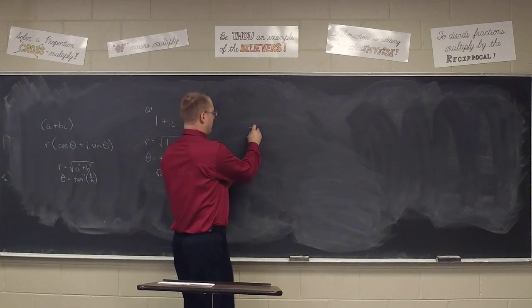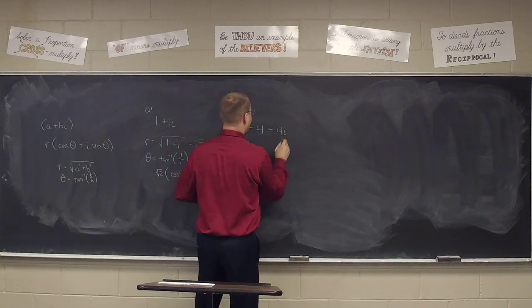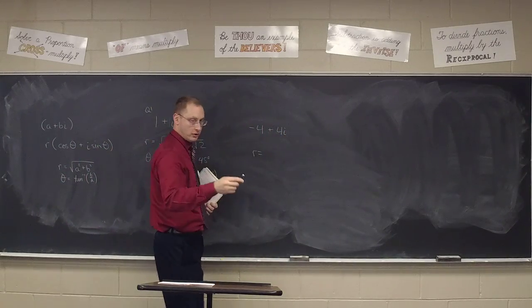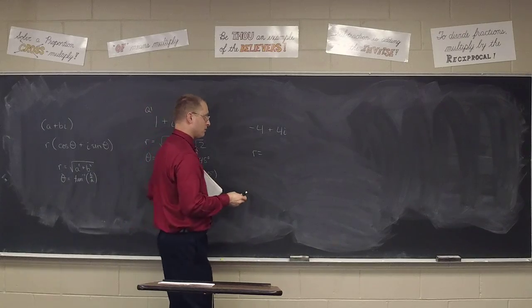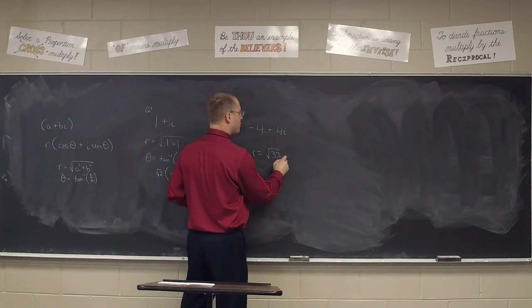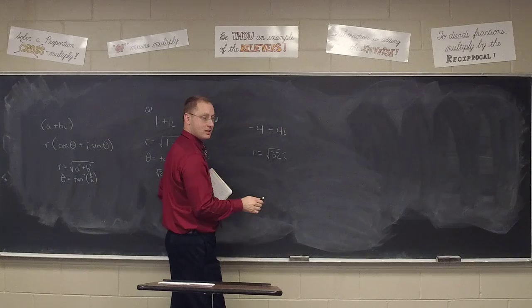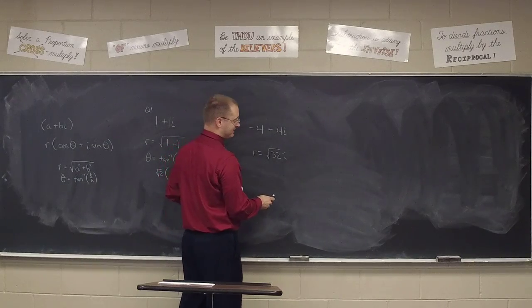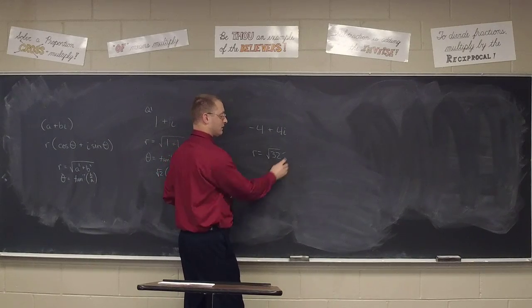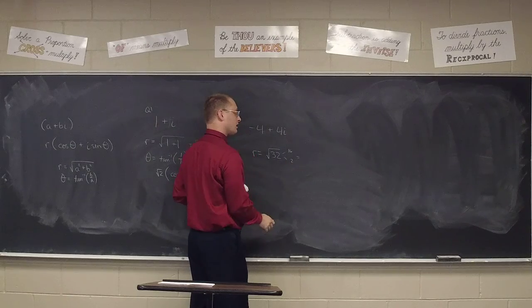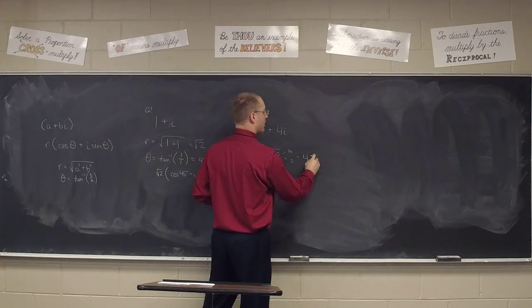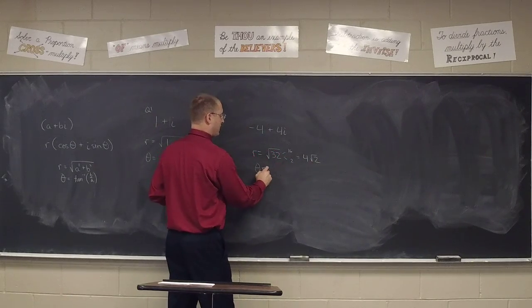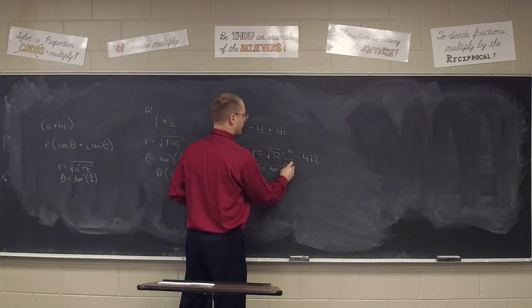Number 7, we had negative 4 plus 4i. What did you end up with for your r value here, Quentin? Square root of 32. That's true, but I can reduce that. 16 and 2, so 4 times square root of 2. There we go. And then what about the theta? What did you get when you took the arctangent of 4 over 4?